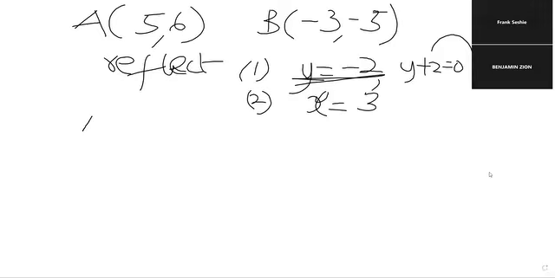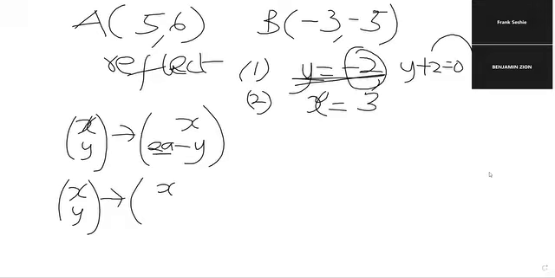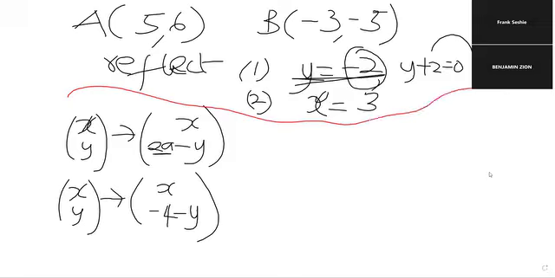So you know that formula, I said (x, y) becomes (x, 2a minus y). So now my a is -2. So my (x, y) should become (x, 2 times -2 is -4 minus y). So this is now the specific formula I'm going to use to reflect A and then B.